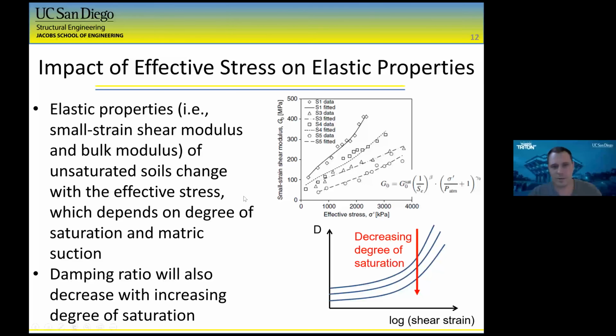This is just showing some typical trends that have been measured in the past, showing how the elastic properties, the shear modulus, are related to the effective stress in unsaturated soils. These are for different sands. And also the damping. There hasn't been a lot of study on this, but we know that as the degree of saturation increases, there's a decreasing trend in the damping ratio.